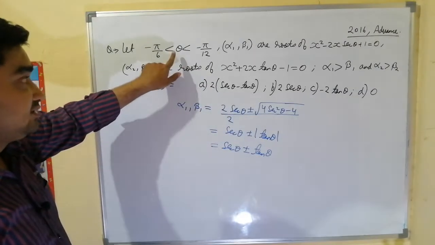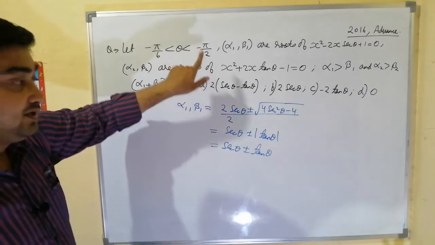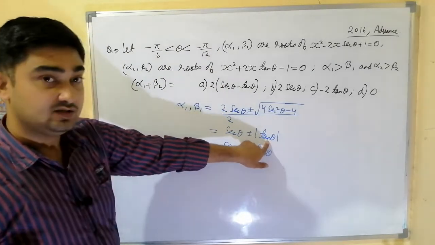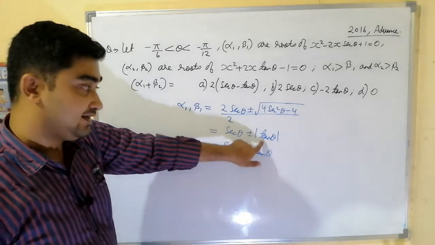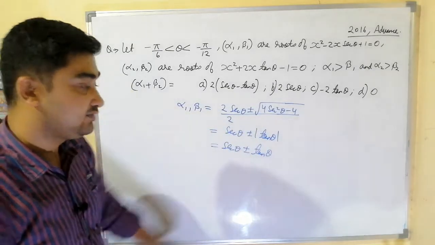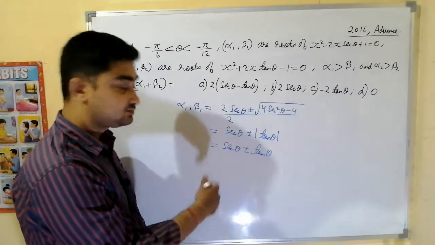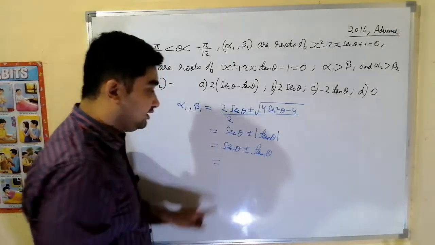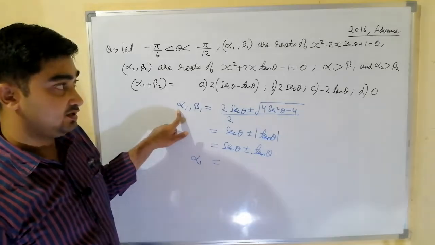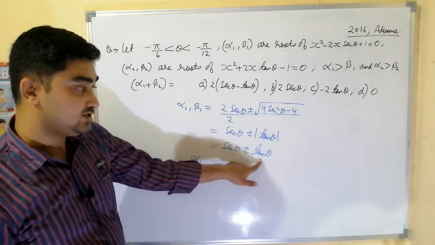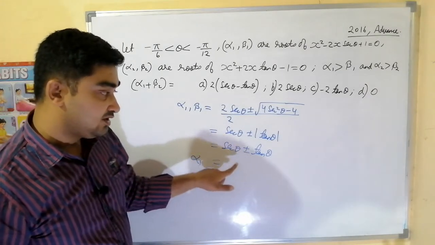Now what is theta? Theta is in the fourth quadrant. In the fourth quadrant, cos is positive, secant is positive, but tan is negative. Tan is negative means mod of tan theta will become minus tan theta. What we have to do is find the bigger root. Alpha 1 is greater than beta 1. We have to find the bigger root out of these two.